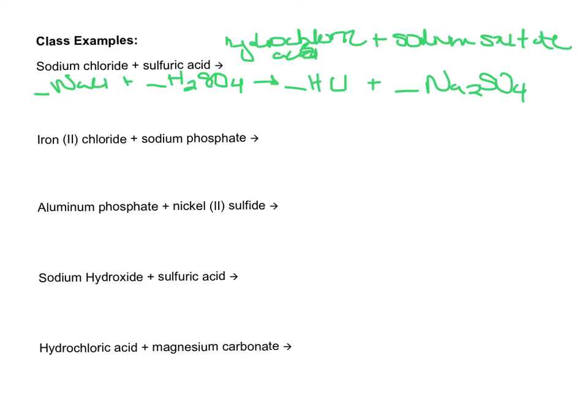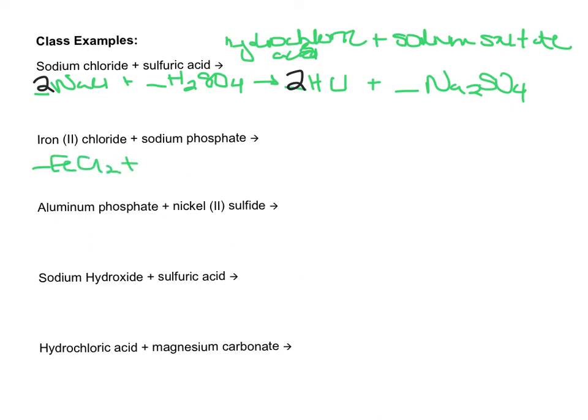And balancing. Let's see, Na, we're going to need 2 over here. We're going to need 2 in front of our HCl, 2 hydrogens, 2 chlorines. Okay, we got it balanced out. Now the next one, iron 2 chloride. So iron is 2. Oh, I forgot. Leave space to balance that guy.